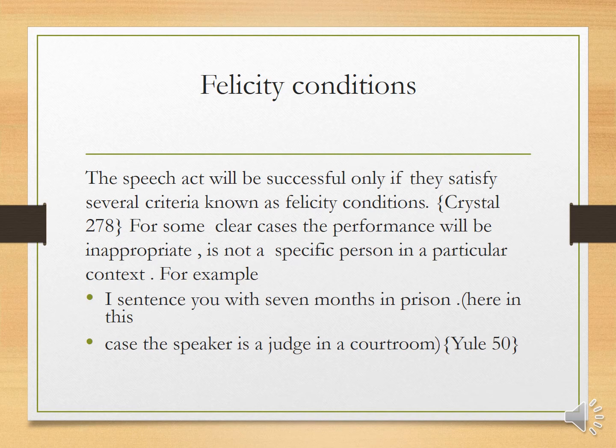So in the sentence, I sentence you to 7 months in prison, there are two felicity conditions. The first one is that it's necessary for me to be a judge, and the second felicity condition is that it's necessary for me to be in a court. If the court is not there, or if I am not a judge, the situation is not appropriate to the meanings that we want to derive from the things that we have.